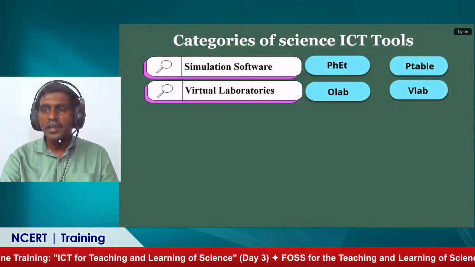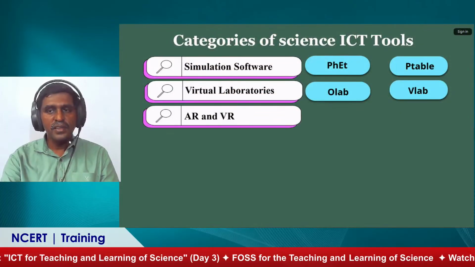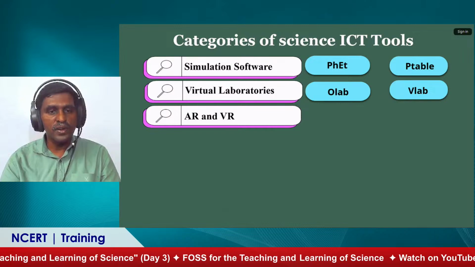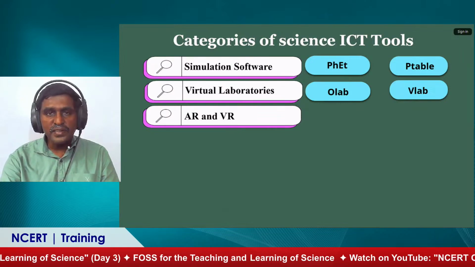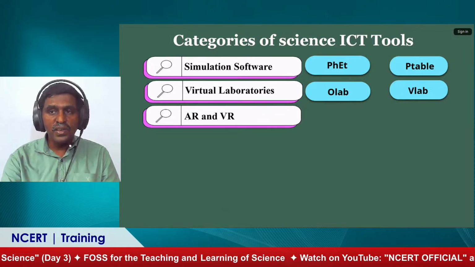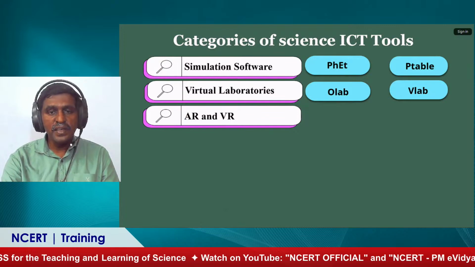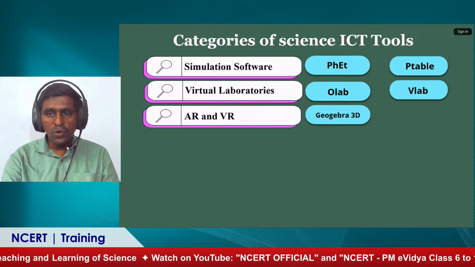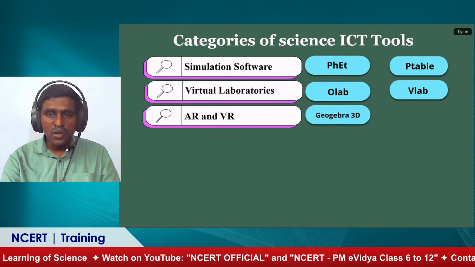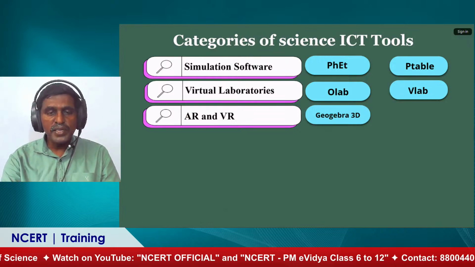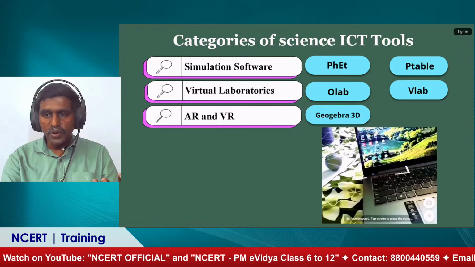So virtual labs are very much in use. OLab is one of the best virtual labs, which is open source, and also VLab, the virtual lab by Amrita. That is also a very good lab in today's world. Then AR and VR is another category of ICT tools: augmented reality and virtual reality. GeoGebra 3D is an open source augmented reality app.